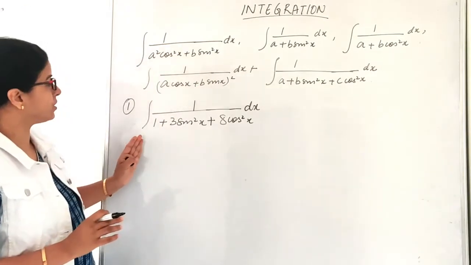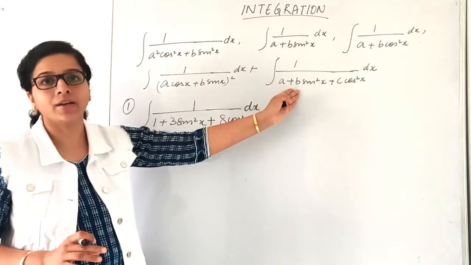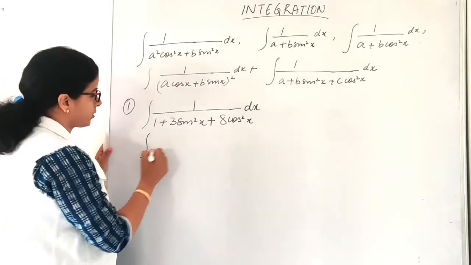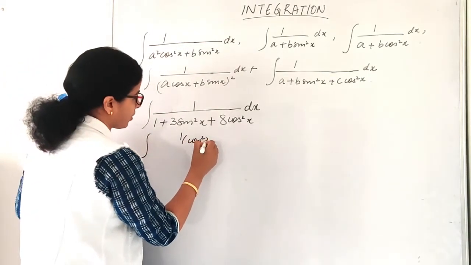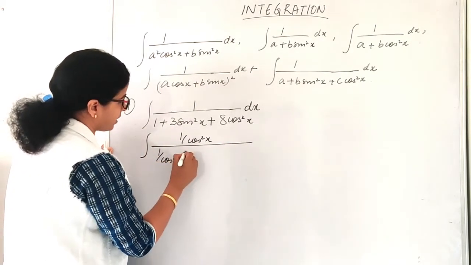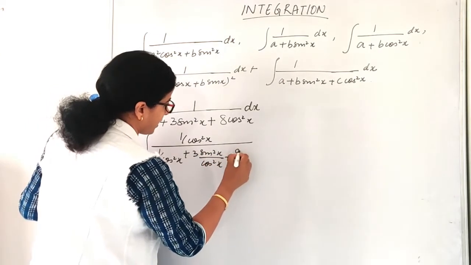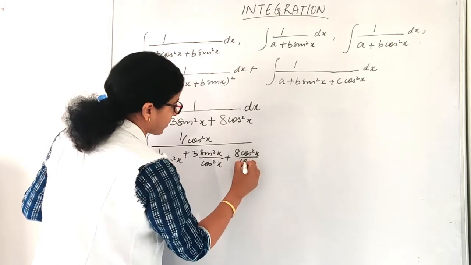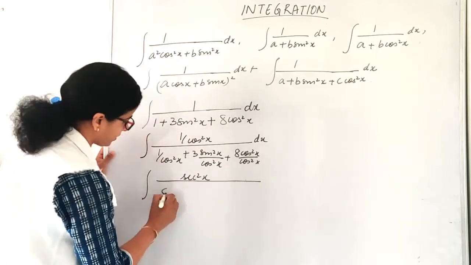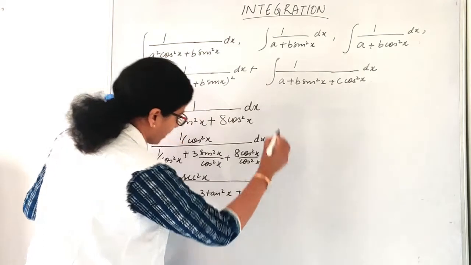So let us take this question: 1 upon 1 plus 3 sin square x plus 8 cos square x. So it is of this kind. So what we are going to do, we will divide numerator and denominator by cos square x. Okay. So what I am getting, 1 by cos square x upon 1 by cos square x plus 3 sin square x by cos square x plus 8 cos square x by cos square x. So what I can further write, this will become secant square x upon secant square x plus 3 tan square x plus 8 dx. Okay.